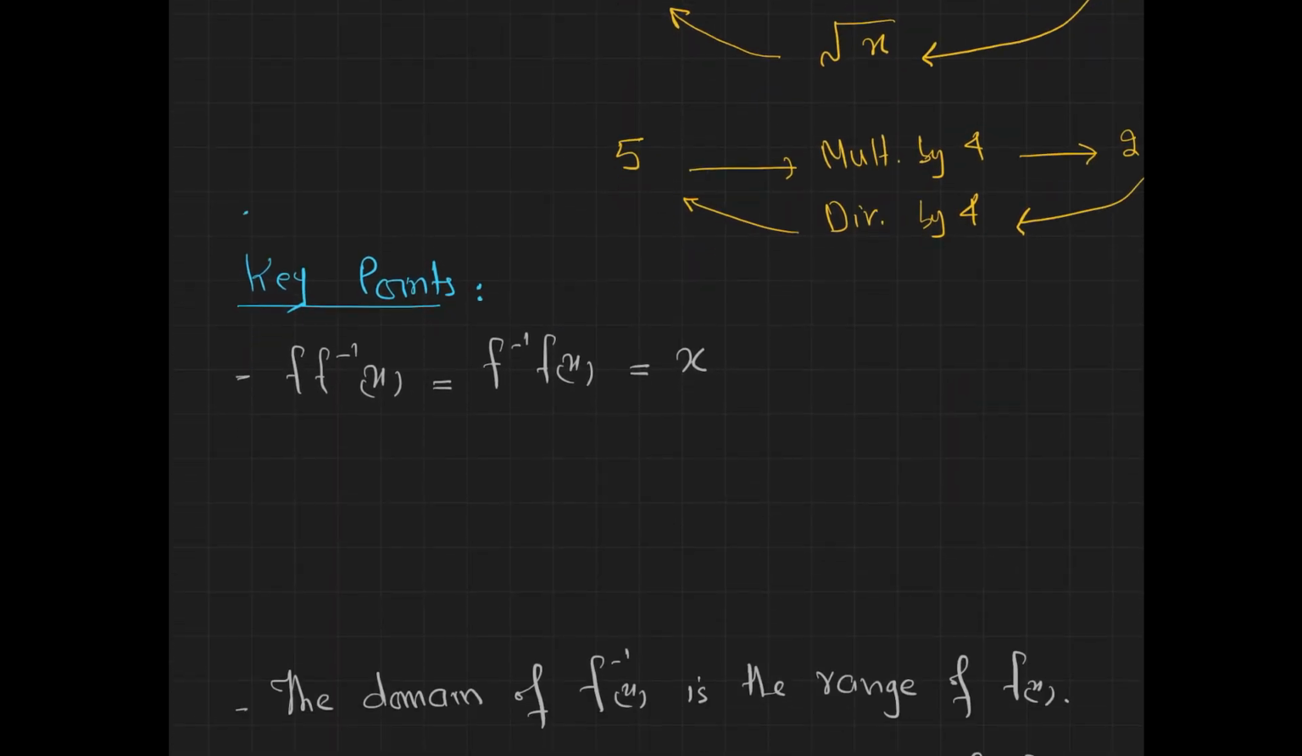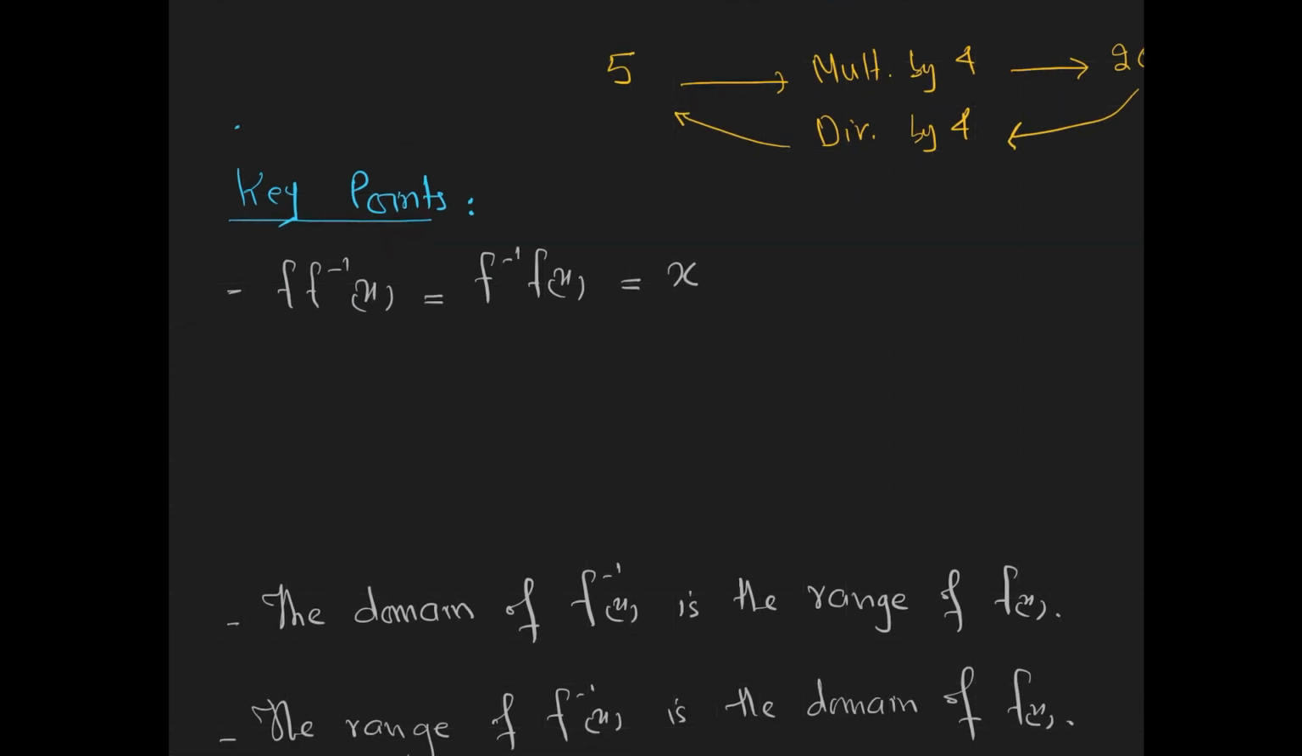There are a few points to remember. The first one is when a function f is applied onto its inverse, or when a function f inverse is applied to function f, the resultant is always equal to x. For example, if we have a function f(x) is equal to x square and then f inverse of x is under root x.